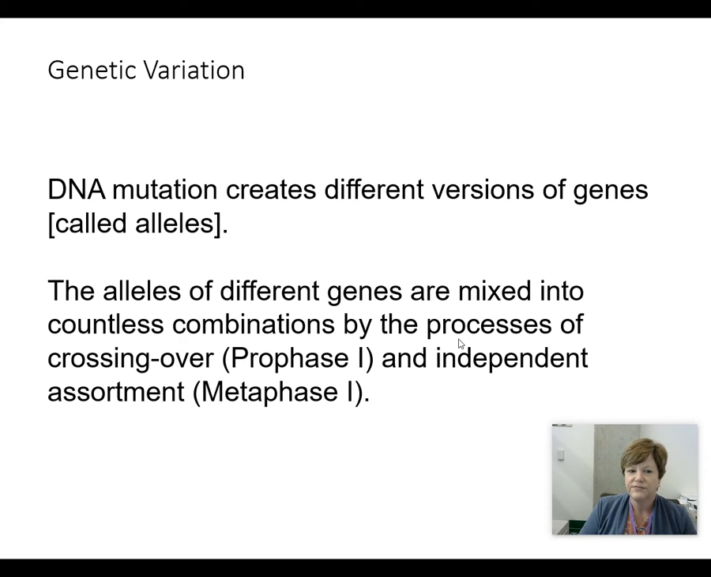Now, once there are different alleles of genes, the alleles of different genes are mixed together into a lot of different combinations by these processes I list here: prophase 1 crossing over and independent assortment in metaphase 1.